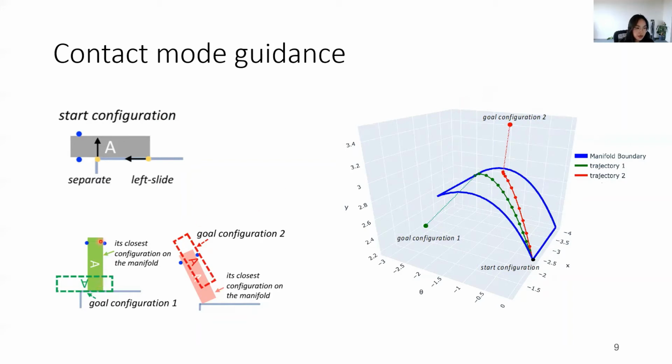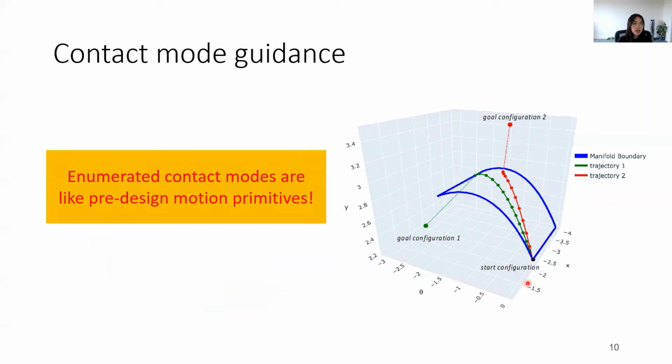And here are two examples where we have the goal configurations, and here are their closest configurations on the manifold, computed by this numerical integration process. And we can see that enumerated contact modes are just like motion primitives. They all constrain motion to be on a lower level manifold. The difference is that we don't need to spend any effort to pre-design anything. And contact modes also help generate more varied motion, because they cover all possible contact transitions, unlike motion primitives.